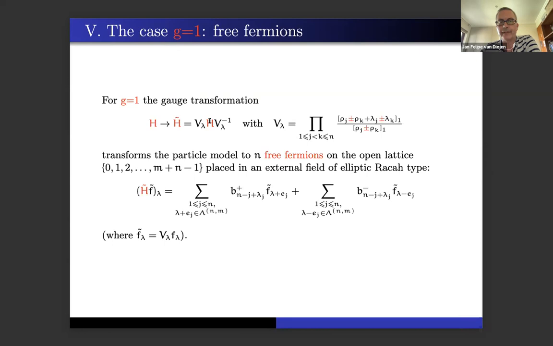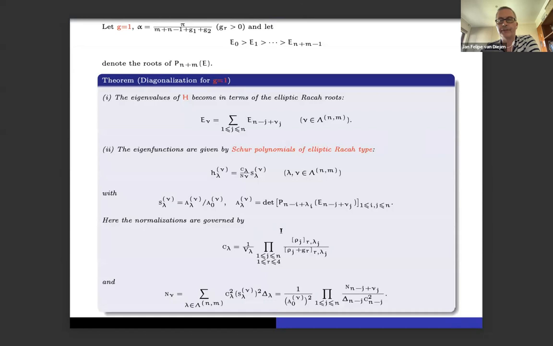So if you take the n particle Hamiltonian, put the coupling parameter equal to one, the one that manages the interaction between the particles, and make this gauge transformation, you get this free operator, which models free fermions on a lattice of size m plus n minus one. Well, that you can of course solve and then translate back, and you get the following result for the eigenfunctions. So if g equals one, our truncation condition becomes of this type, and e zero up to e n plus m minus one are the roots of the elliptic Rakah polynomial of degree n plus m. That is what you need here.